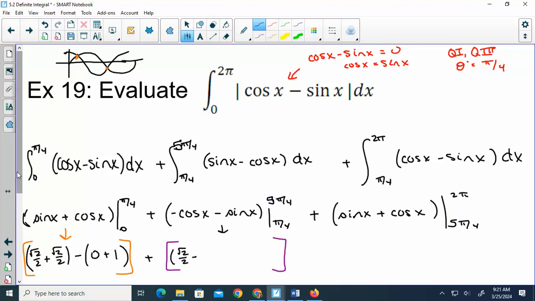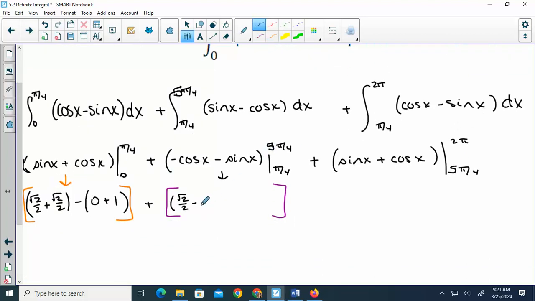Okay. So now right here in quadrant 3, sine is also negative. So minus negative makes plus. The sine of pi over 4 is radical 2 over 2. Minus cosine of pi over 4 is radical 2 over 2, and it was a negative. Minus radical 2 over 2. All right, so there's that piece.